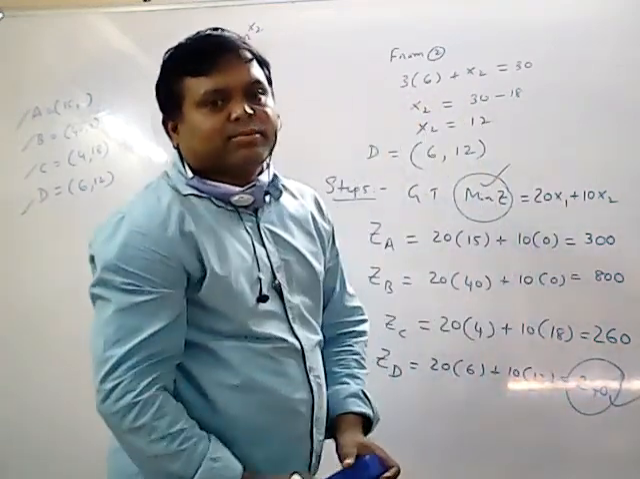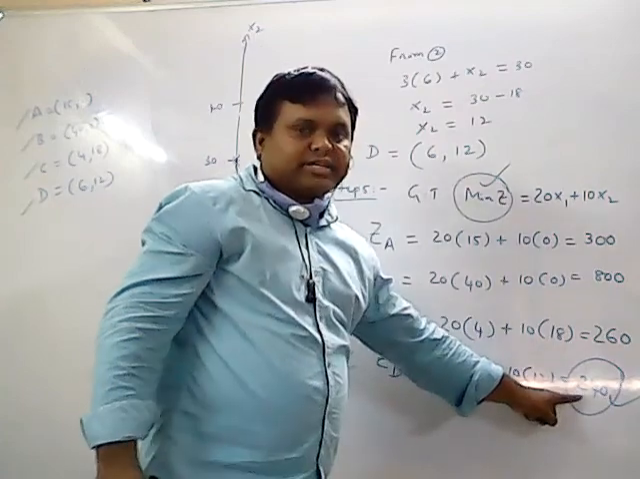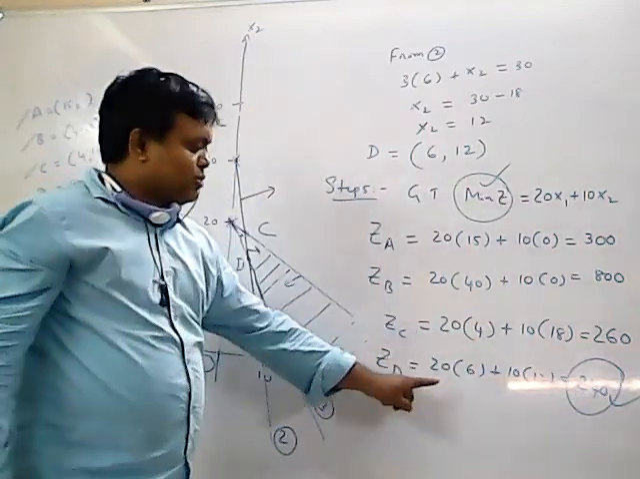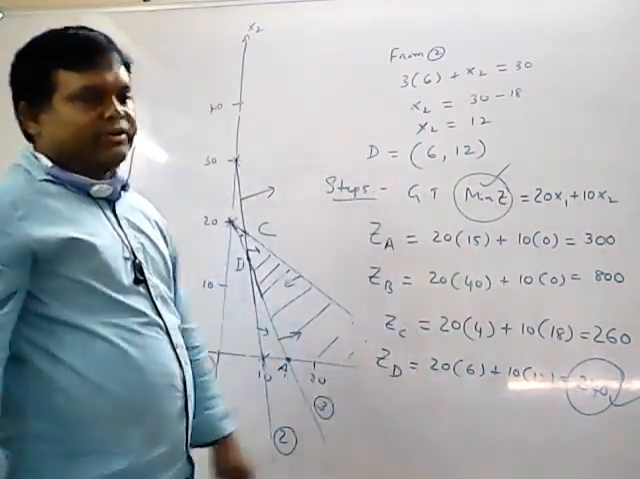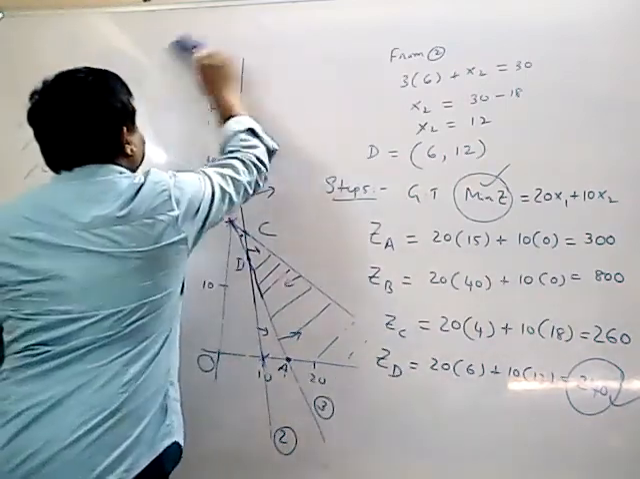So what is the answer for this particular problem? The answer is 240 at the point D. What is the D point? 6 comma 12. So, the last step, step number 6.